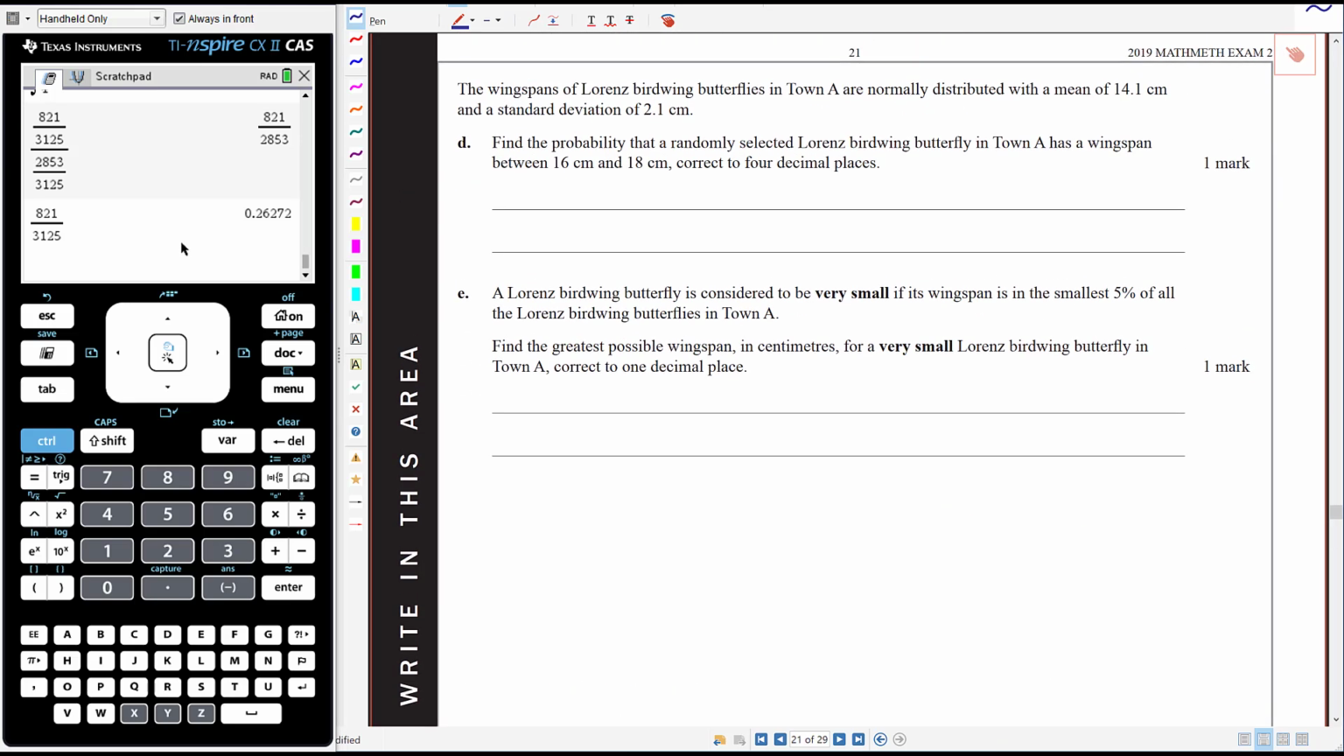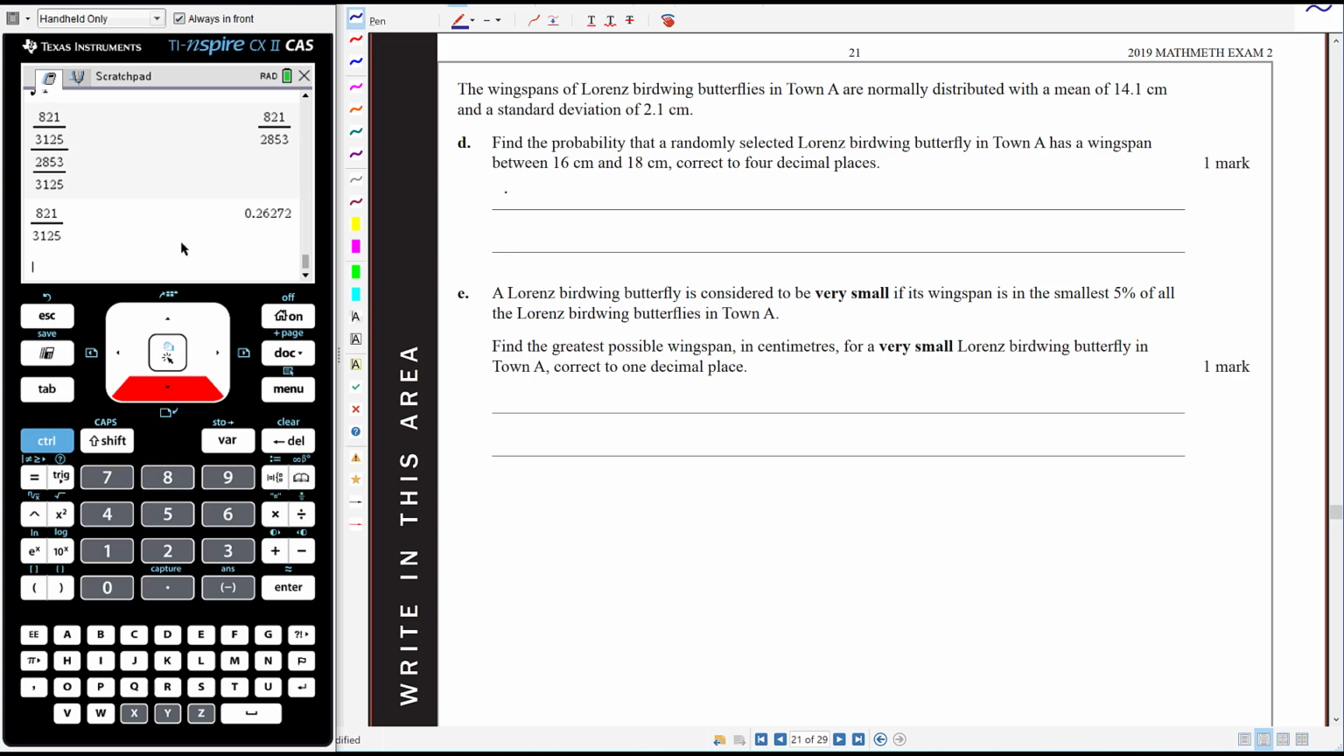Okay. The wingspan of Lorenz birdwing butterflies in town A are normally distributed with a mean of 14.1 centimetres and a standard deviation of 2.1 centimetres. Find the probability that a randomly selected Lorenz birdwing butterfly in town A has a wingspan between 16 and 18 centimetres, correct to 4 decimal places. Okay, so this is on the syllabus for 2020, so you can all answer these couple of questions.